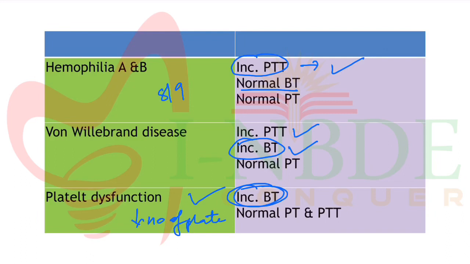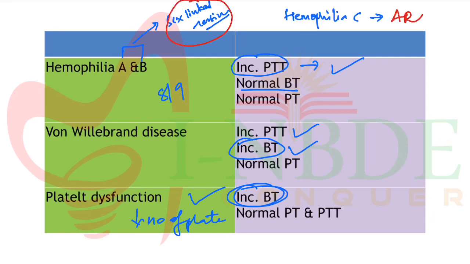The next important point: hemophilia A and B are sex-linked recessive diseases. These are sex-linked recessive. And whenever you talk about hemophilia C, the mode of occurrence of hemophilia C is autosomal recessive. It's autosomal recessive. This is sex-linked recessive.